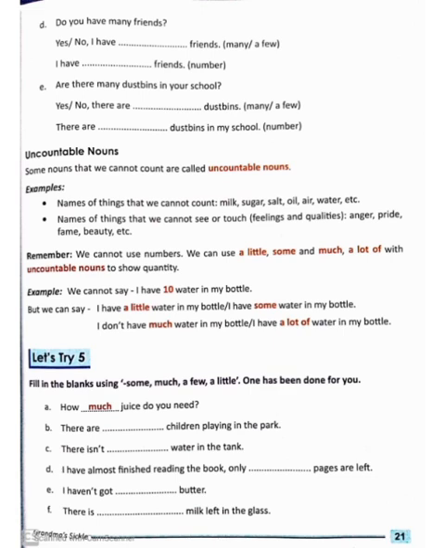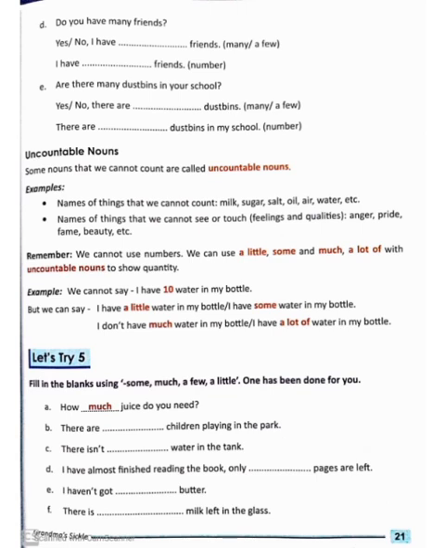Names of the things that we cannot see or touch, that is feelings or qualities. We cannot count anger, we cannot count the pride, we cannot count fame or even beauty. Remember, we cannot use numbers. Here for uncountable nouns we cannot use numbers. हम इन्हें गिन तो नहीं सकते. We can use a little, some, much, a lot of with the uncountable nouns to show quantity.